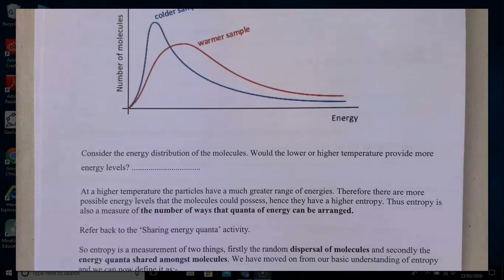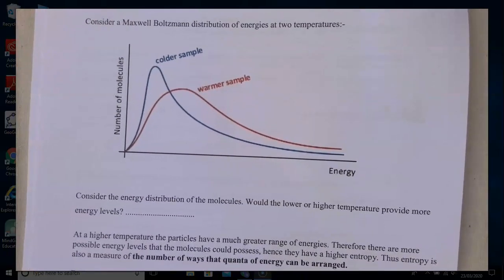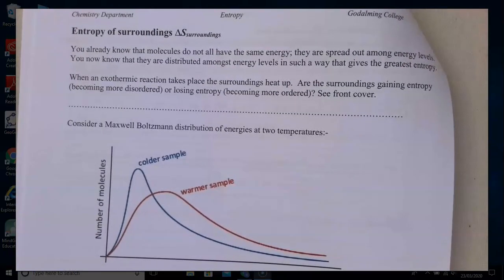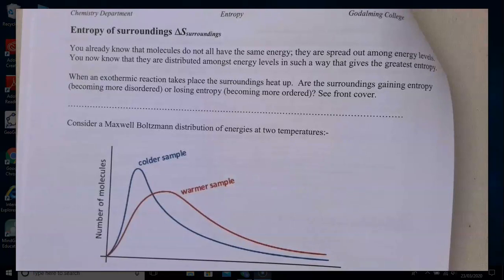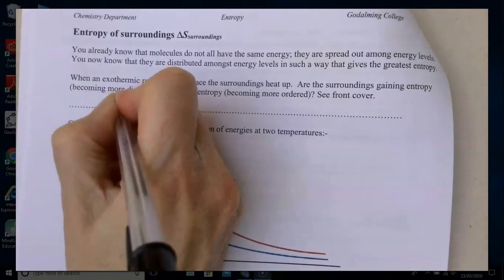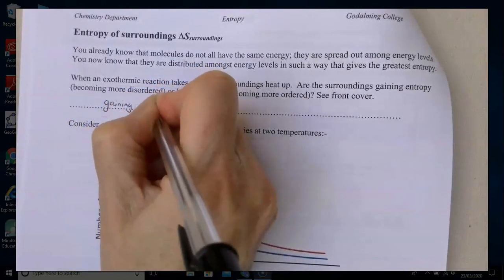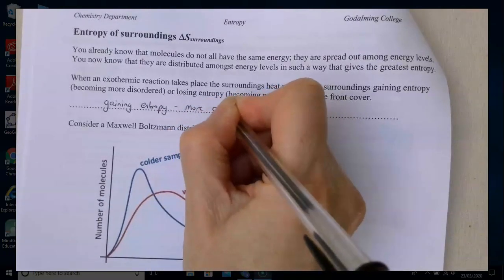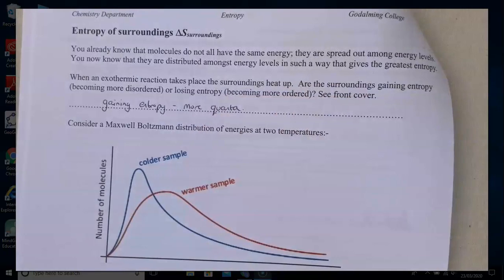Okay, so we should be on page 9 of your notes. And we're looking at these entropy of surroundings. We call it delta S surroundings. So not all molecules have the same energy. They're spread out amongst various energy levels. So for an exothermic reaction, where the surroundings are heating up, they must be gaining entropy. So we're going to go gaining entropy. Because simply we just got more quanta. Okay, so you've got more packets of energy to play with, so you're going to gain in entropy.